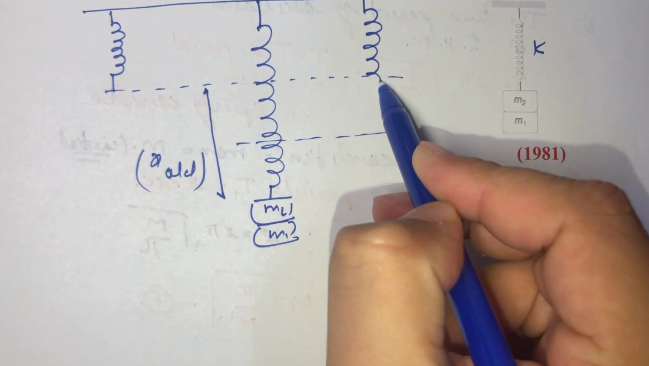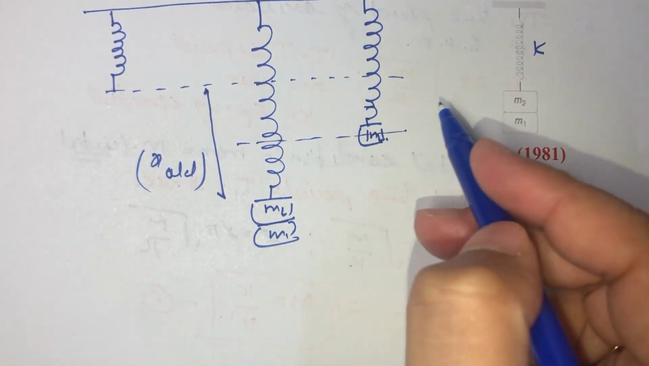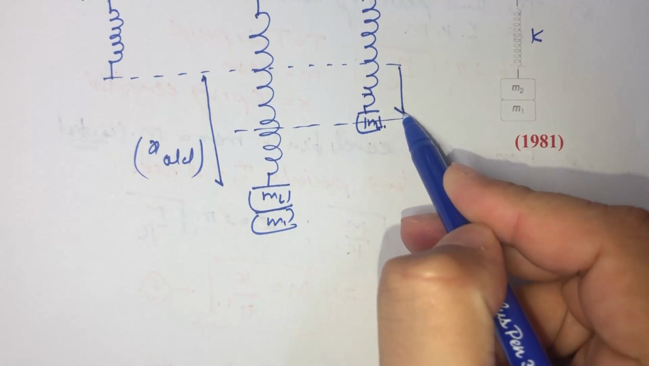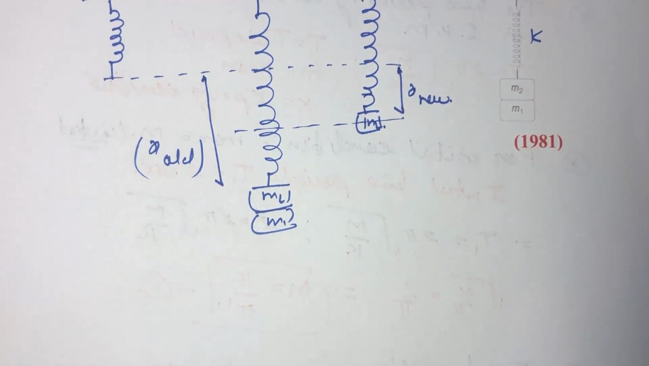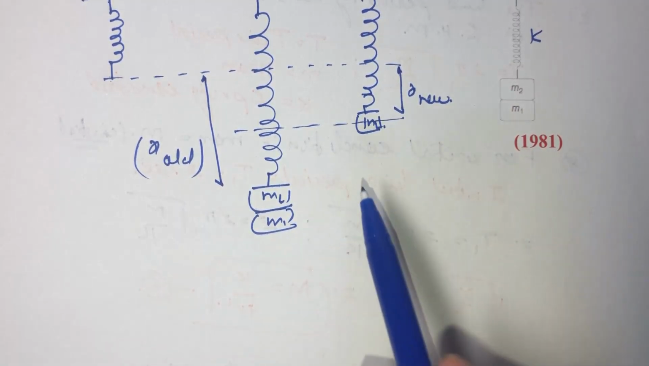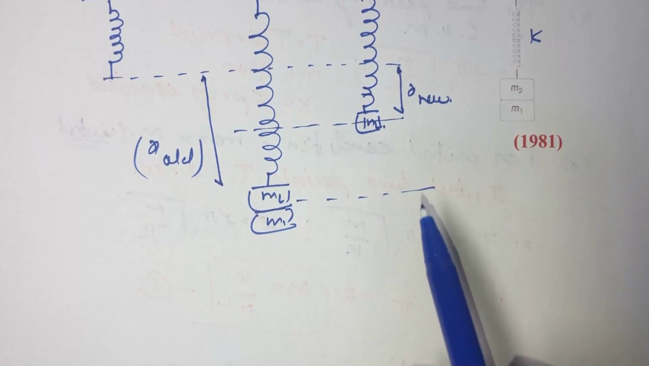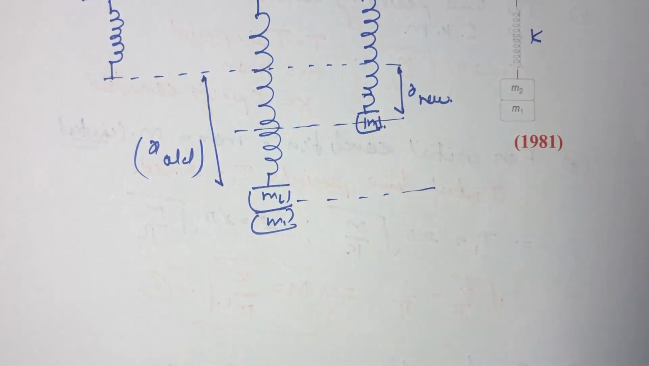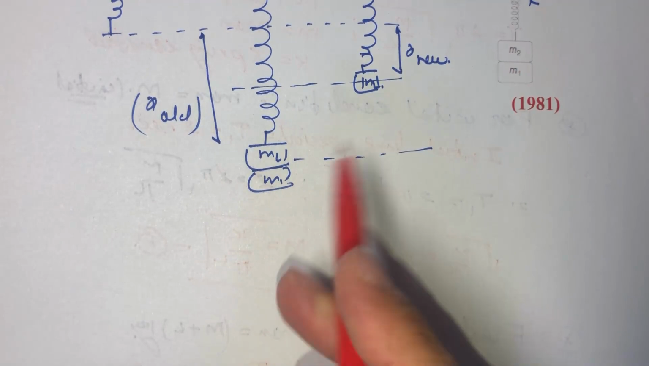So this is our m2, and we call this x new. So we have two positions, one is x old and another is x new, and we have to find out what will be the amplitude of the oscillation when m1 is removed. Let us first discuss the case when m1 and m2 are together.